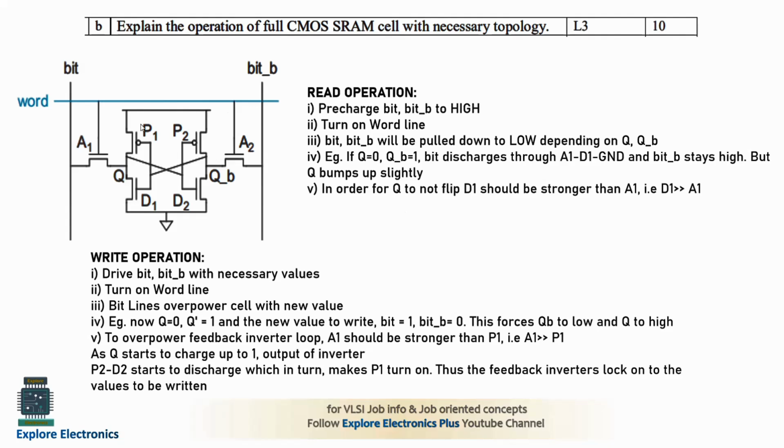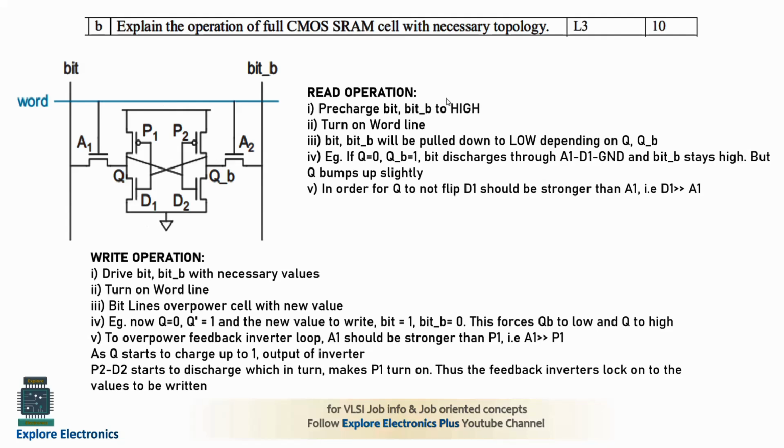In the 6 transistors, P1 D1 makes one inverter and P2 D2 makes another inverter. The input of the P1 D1 inverter is connected to the output of P2 D2, and the output of P1 D1 is connected to the input of P2 D2. It means if the output of the P1 D1 inverter, Q, is equal to 0, the output of the second inverter will be 1. If this is 1, this will be 0, something like that.